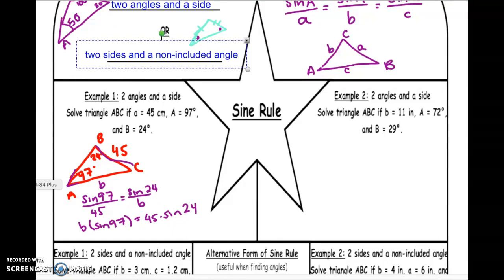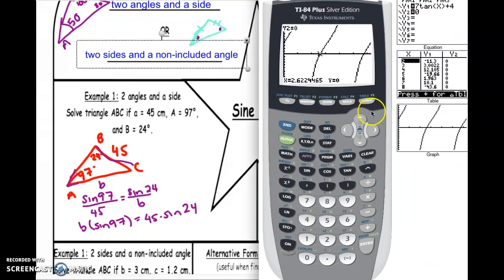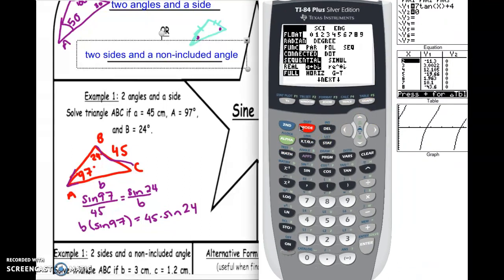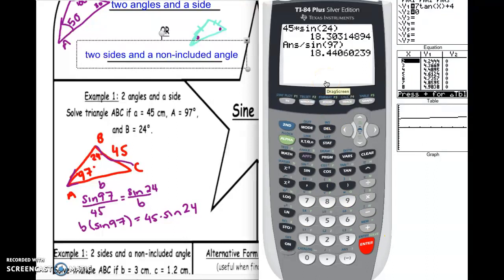So if we plug that into our calculator, and again, make sure you're in degree mode for these. All right, so I'm going to check my mode, and I'm in radian mode, so we're going to go over to degree. And I'm going to type in 45 times sine of 24 equals 18.3, and then I have to divide that by sine of 97. So I know that side B has to be 18.4.